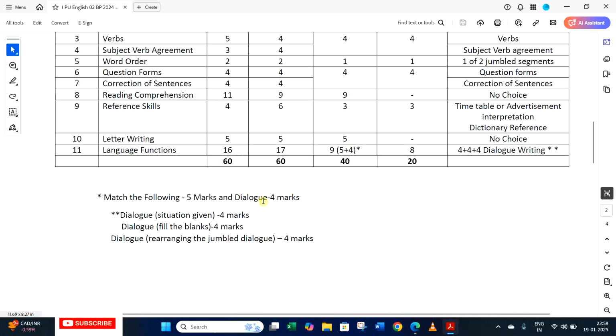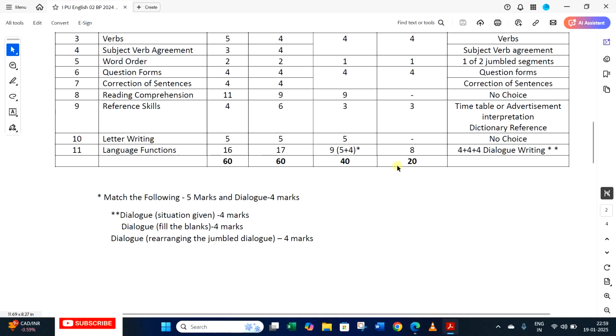So 4 marks for dialogue. Either you can attempt dialogue completion, or you can write a dialogue situation, or rearrangement of dialogue, right? So out of these 3 questions, 1 2 3, you can write any one, that is 4 marks, and then match the following for language functions. So 5 plus 4, 9 marks. Over here you can see, my dear students, so 9 marks.